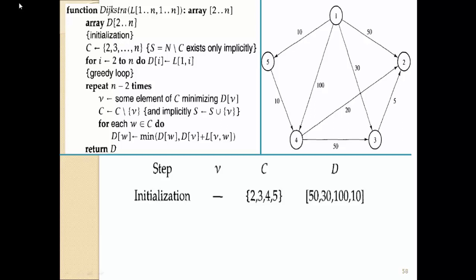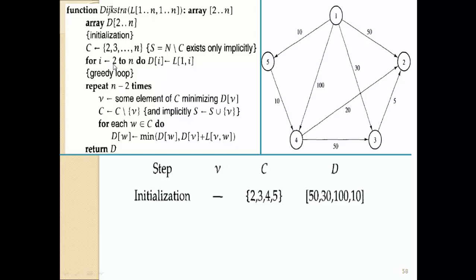So for example, for I equal to 2 to n, we are starting from the second node. So D of 2 is equal to L of 1 to 2. Here the value of I is equal to 2, so L of 1 to 2 indicates the direct length from 1 to 2. Yes, there is a direct path from 1 to 2 and the value is 50. So 50 will be stored in D of 2. So D of 2 is equal to 50.